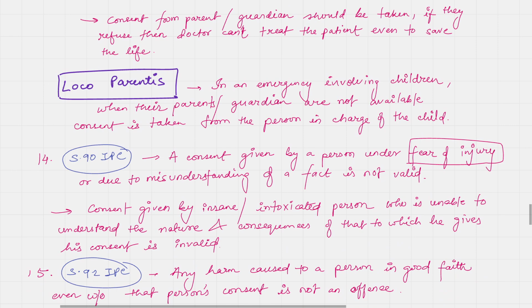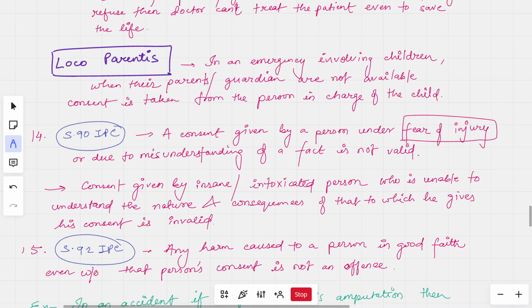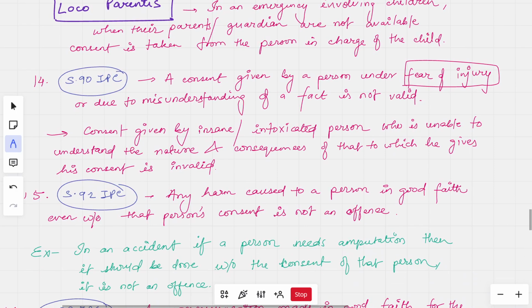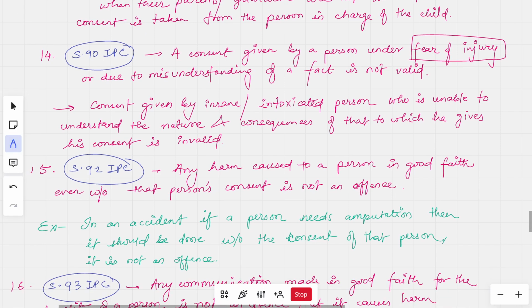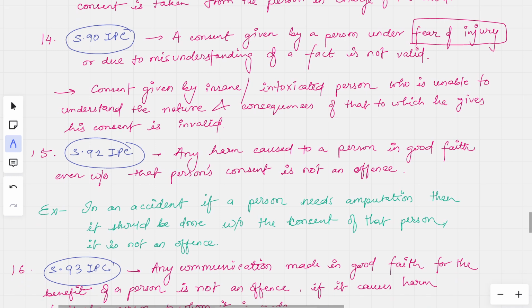Then point number 14, it says under section 90 IPC, a consent given by a person under fear of injury or due to misunderstanding of a fact is not valid. For example, if a person is drunken or insane or has a fear of injury, then they will misinterpret the fact of a consent. So that consent is not considered as valid. Consent given by an insane or intoxicated person who is unable to understand the nature and consequences of that to which he gives his consent is invalid.